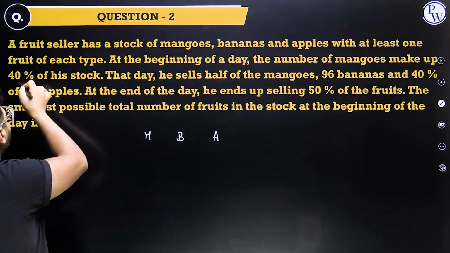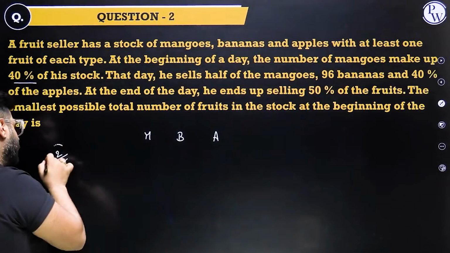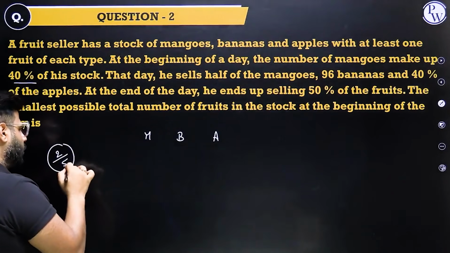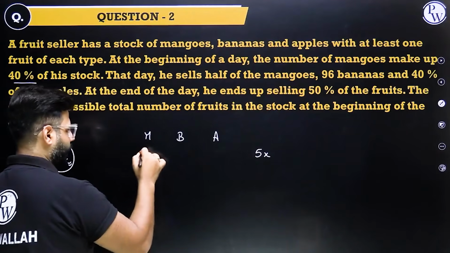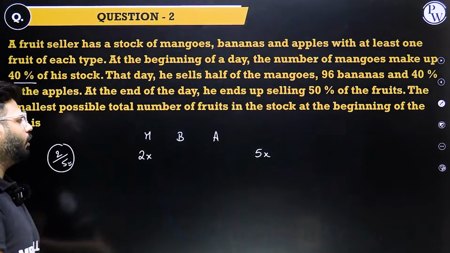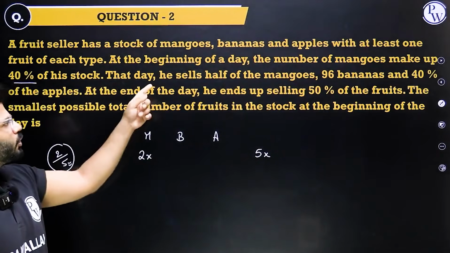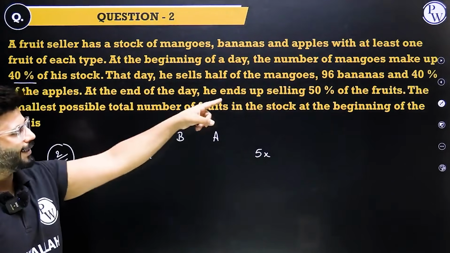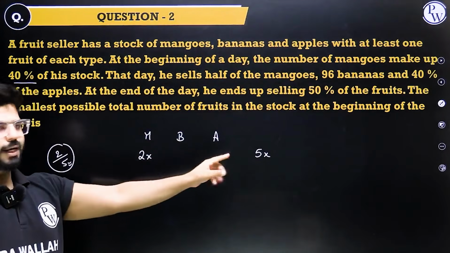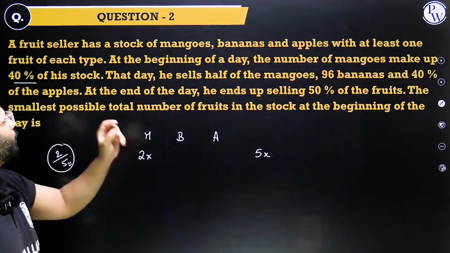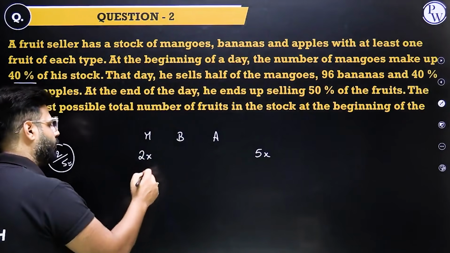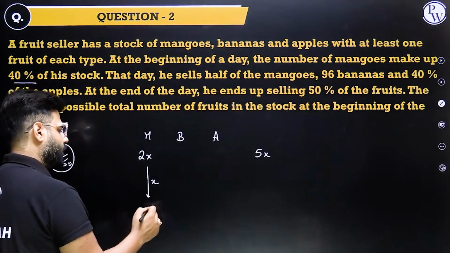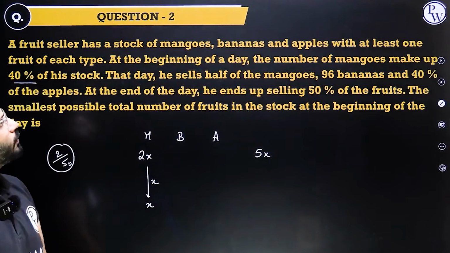Once you have converted the 40% into the simplified ratio, now assume the total to be the denominator, that is 5x, and the numerator to be 2x. Of course, you have to include a variable because there is a specific number later on, 96 bananas. So this is 2x, that is 5x, 40%, right? And that day he sells half of the mangoes. So half of the mangoes, that means x mangoes have been sold and he is left with x.